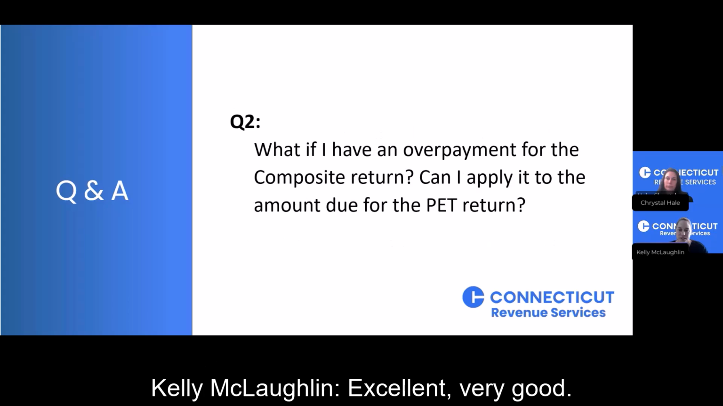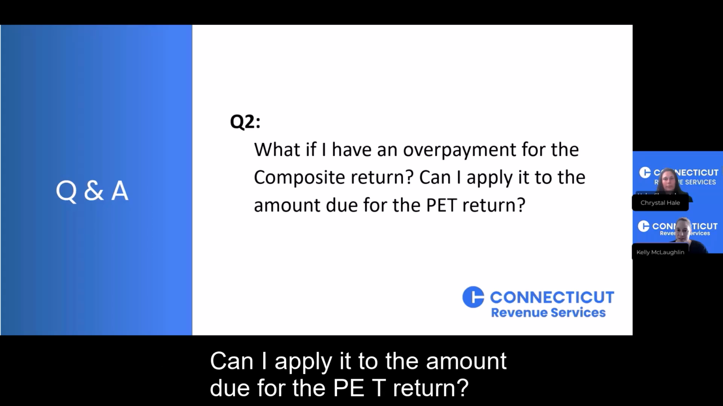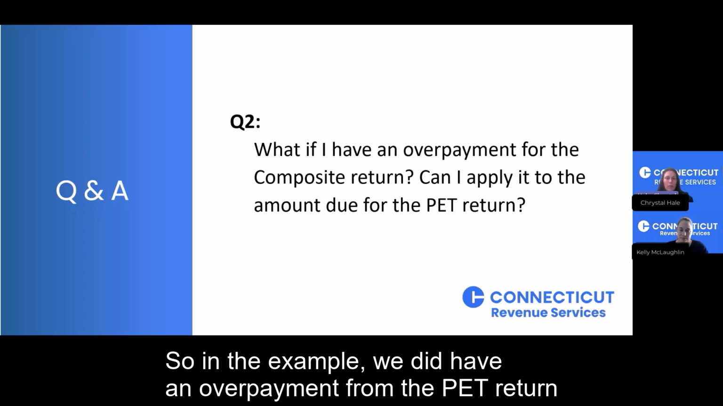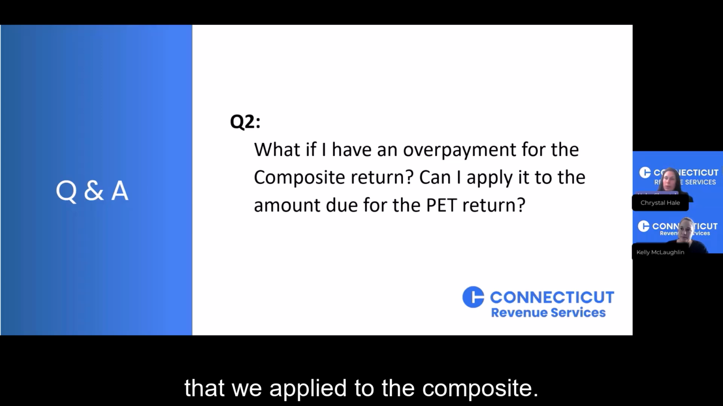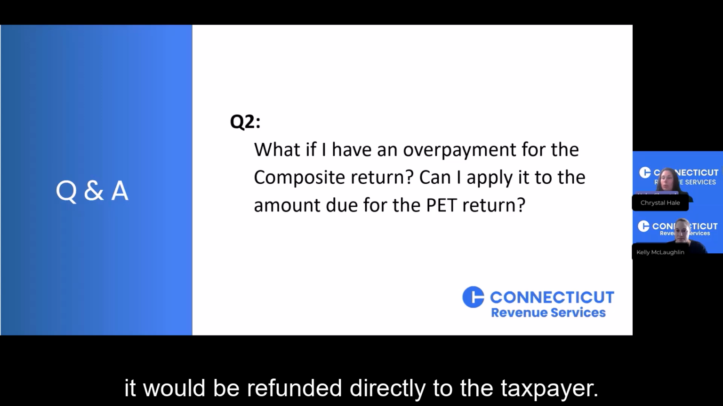Excellent. Very good. All right, number 2. What if I have an overpayment for the composite return? Can I apply it to the amount due for the PET return? Right. So in the example, we did have an overpayment from the PET return that we applied to the composite. Unfortunately, we can't do the opposite. So if there is an overpayment at the composite return, it would be refunded directly to the taxpayer.